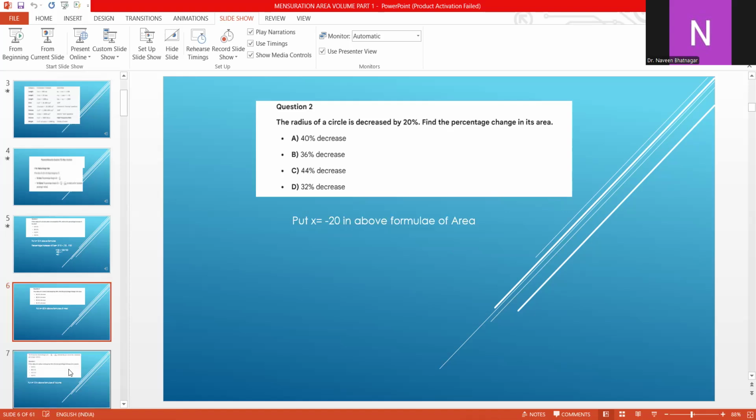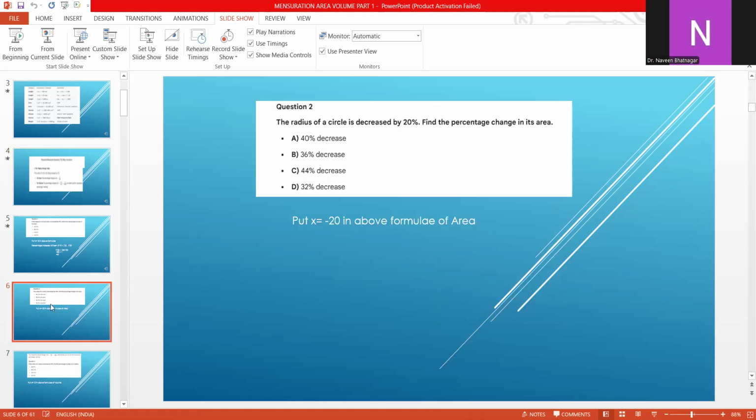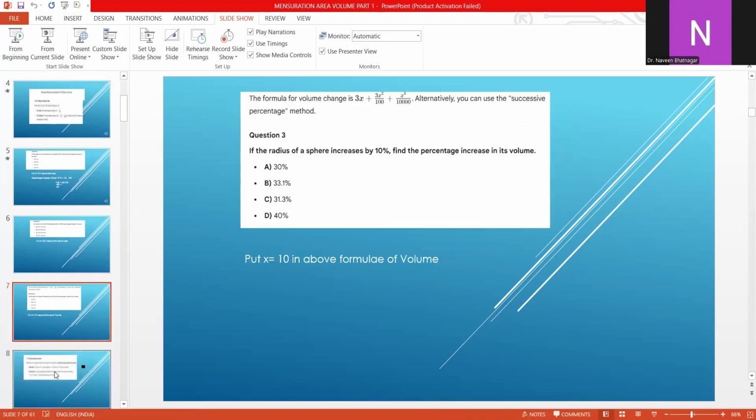In the same way, as you can see in question number two, the radius of a circle is decreased by 20%. Find the percentage change in its area. So you can simply put x as minus 20 in the formula 2x plus x square upon 100, and we can get the answer. In the same way, the question is like this: if the radius of a sphere increases by 10%, find the percentage increase in its volume. As you can see, at the top I've written one formula. You simply have to put x equal to 10 in it and you will get the answer.